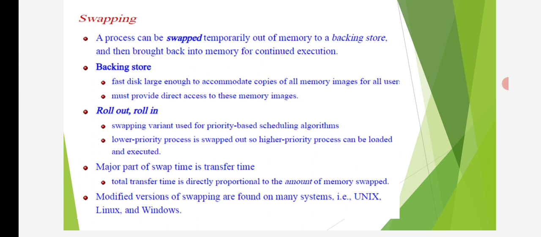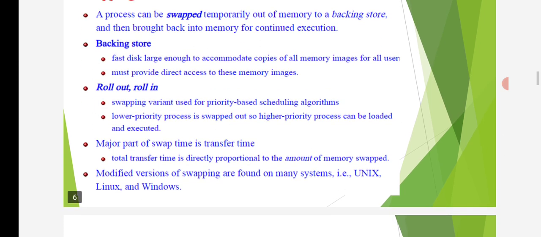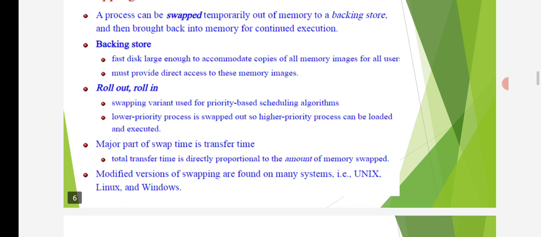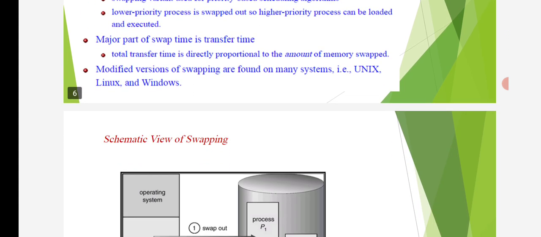Roll in and roll out. This is a swapping variant used for priority-based scheduling algorithms. The lower priority process is swapped out so the higher priority process can be loaded and executed. The major part of swap time is transfer time. The total transfer time is directly proportional to the amount of memory swapped. Modified versions of swapping are found on many systems, that is Unix, Linux and Windows.